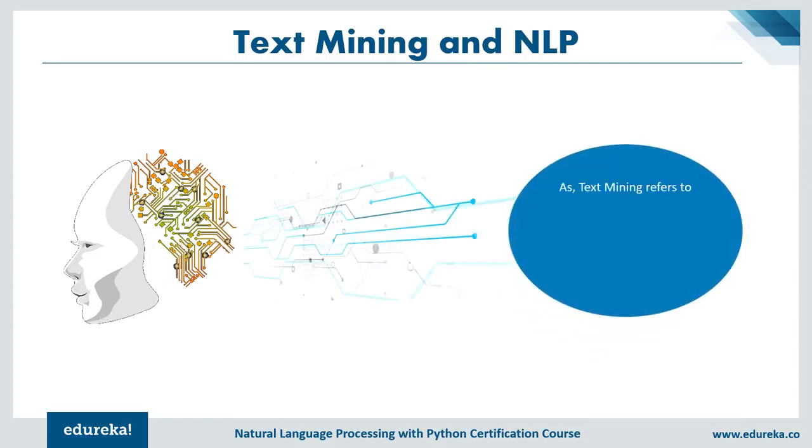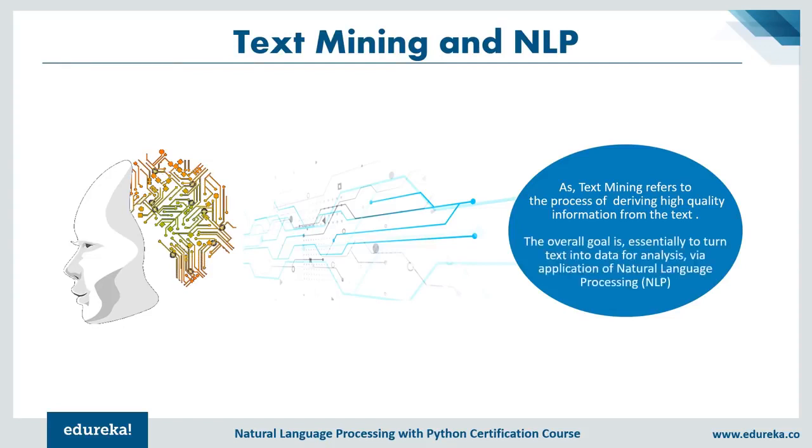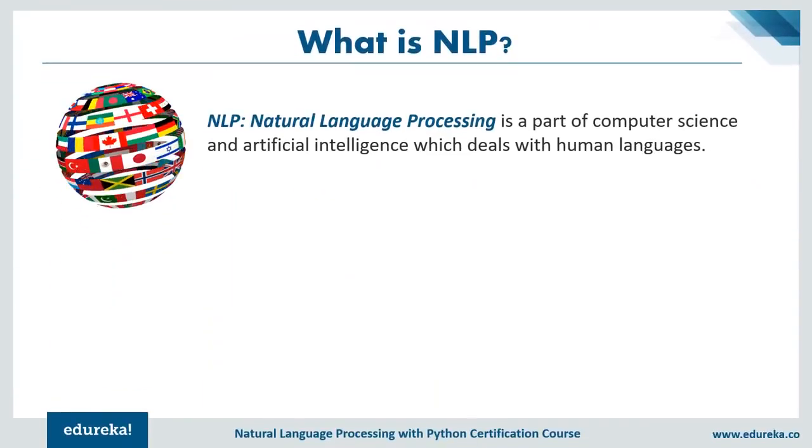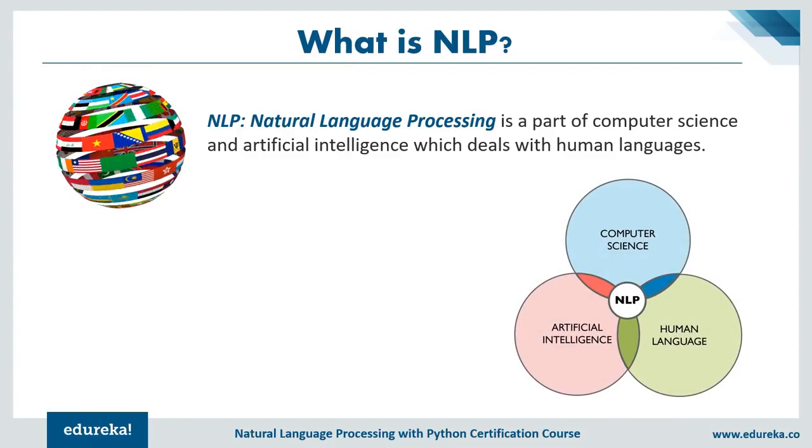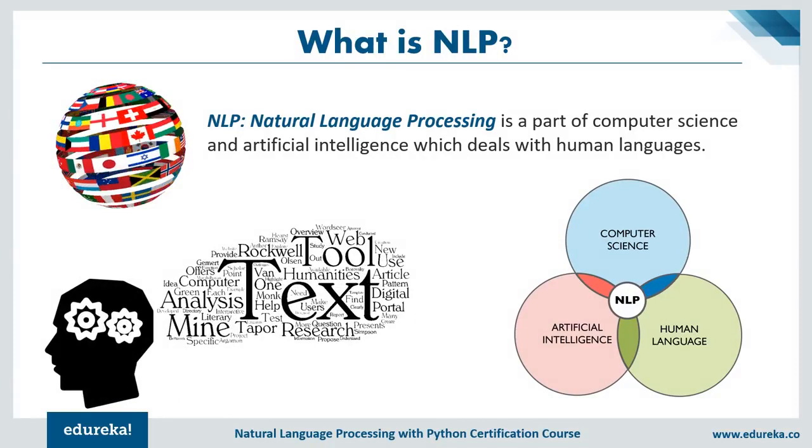Now, as text mining refers to the process of deriving high quality information from text, the overall goal here is to turn the text into data for analysis. And this is done by the application of NLP, or natural language processing. So let's understand what is natural language processing. NLP refers to the artificial intelligence method of communicating with an intelligent system using natural language. By utilizing NLP and its components, one can organize massive chunks of textual data, perform numerous automated tasks, and solve a wide range of problems such as automatic summarization, machine translation, named entity recognition, speech recognition, and topic segmentation.